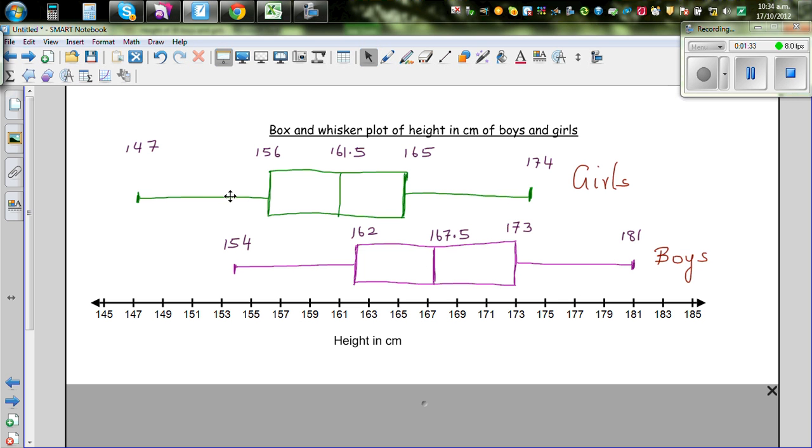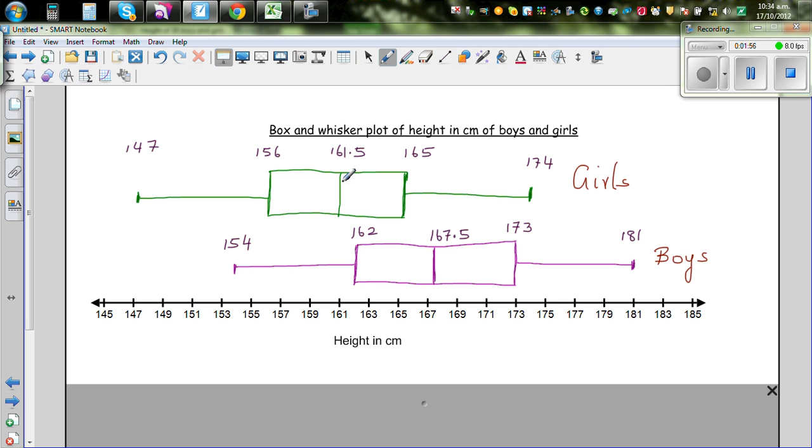Now the top box is for girls and the bottom box is for boys. I want you to pause the video and try to write what you can see in comparing the box and whisker plots. There are many things you can see, and I don't want to go over each one of them.